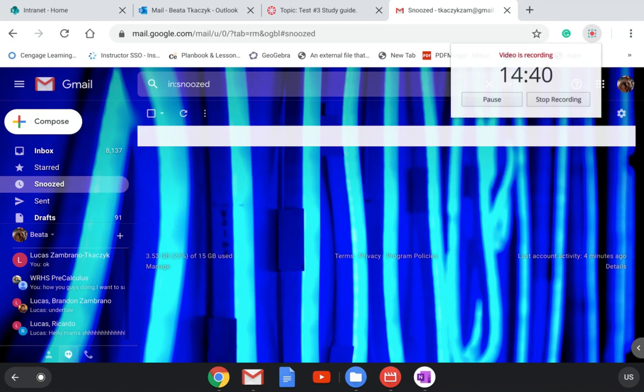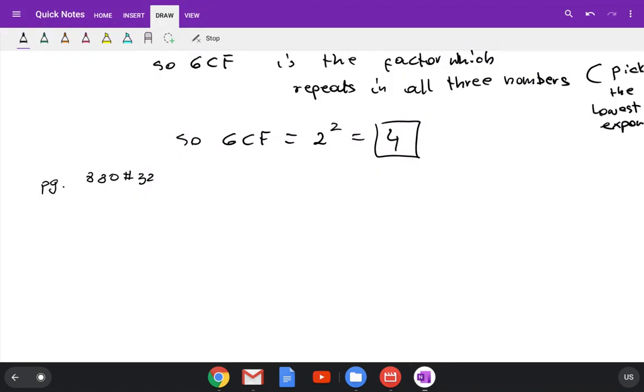Okay, I'm going to pause that video and I'll continue in a second. Okay, so next one is page 880, number 32. That's the one with the right triangle.